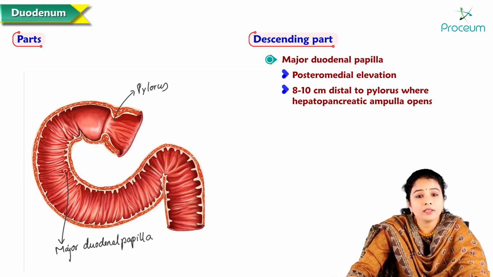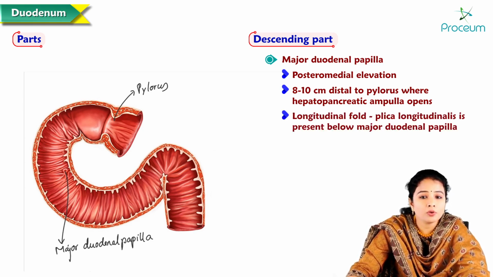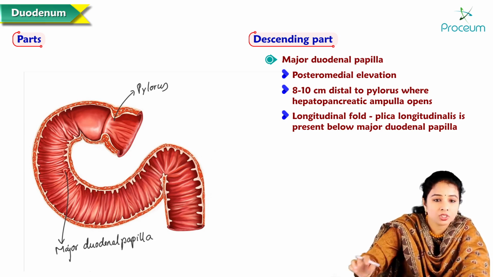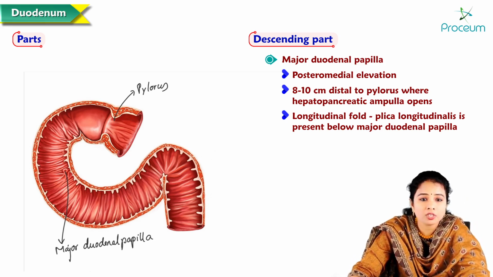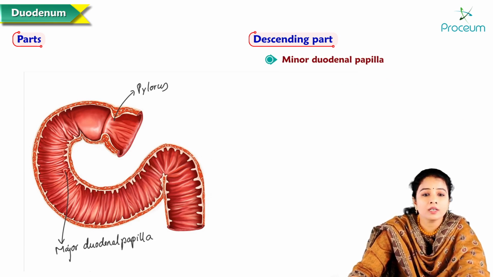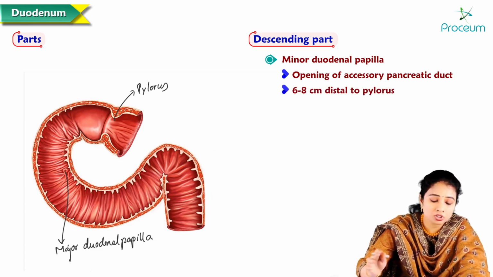It is where the hepatopancreatic ampulla opens, and a longitudinal fold known as plica longitudinalis is present below the major duodenal papilla. So the mucosal fold, a longitudinal fold present below this major duodenal papilla, is called plica longitudinalis. Minor duodenal papilla. It is the opening of the accessory pancreatic duct and it lies 6 to 8 centimeters distal to the pylorus.